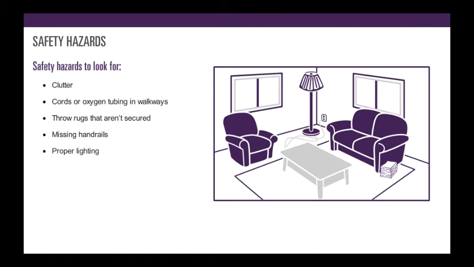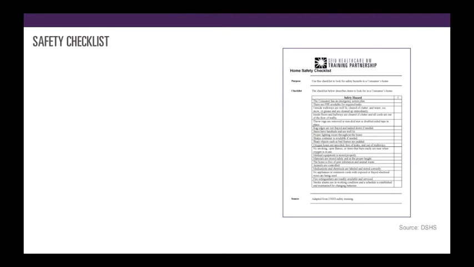Is there enough light that a consumer can move around the house safely? Is medical equipment stored safely? Does the consumer have a sharps container if needed? Are medications labeled and stored correctly? These are only some of the things you should look for in a consumer's home.